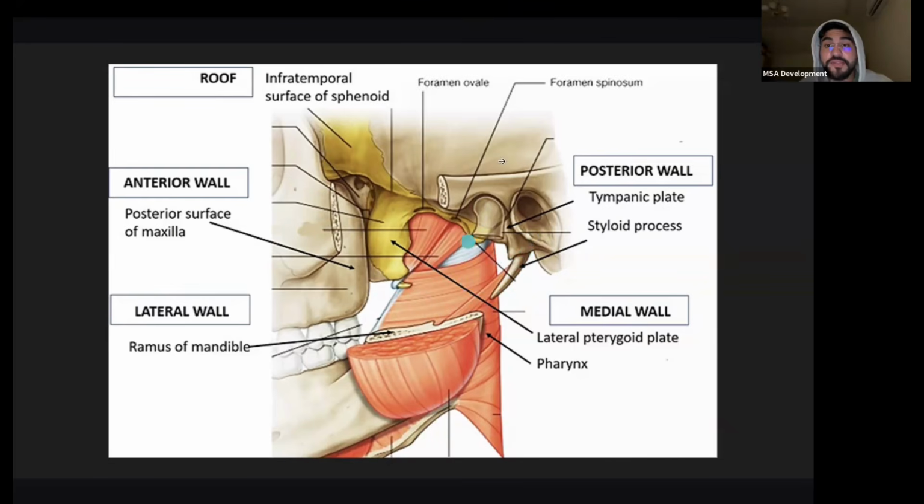And then posteriorly, you're going to have the tympanic plate, styloid processes, and mastoid processes of the temporal bone. And then superiorly, it's going to be the greater wing of the sphenoid. Okay, beautiful, very clear, very easy. I hope this picture depicts exactly the borders of the infratemporal fossa.